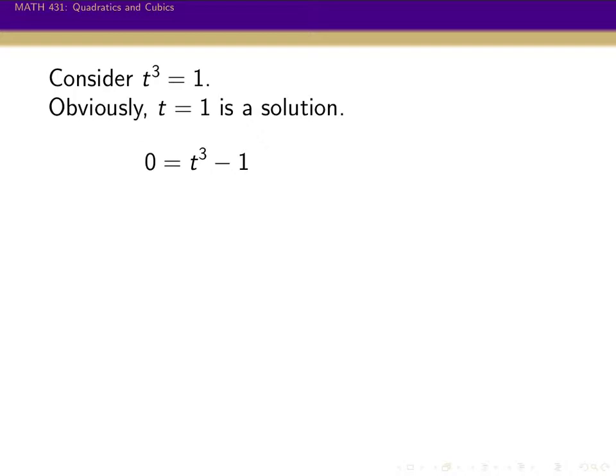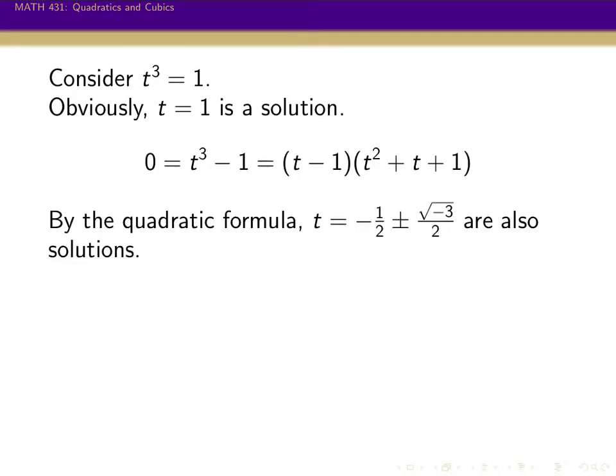So if I set 0 equal to t cubed minus 1, the fact that t equal to 1 is a solution means that I can factor out t minus 1 from this. If we do that, we get that t cubed minus 1 is equal to t minus 1 times, now we have a quadratic, t squared plus t plus 1. And if we apply the quadratic formula here, we get the other two solutions to this cubic equation. That's minus a half plus or minus square root of minus 3 over 2, or this is often written minus 1/2 plus or minus square root of 3 over 2 i.